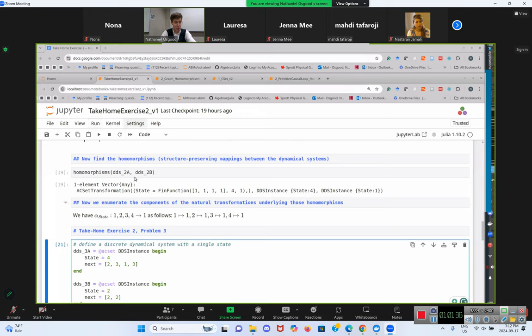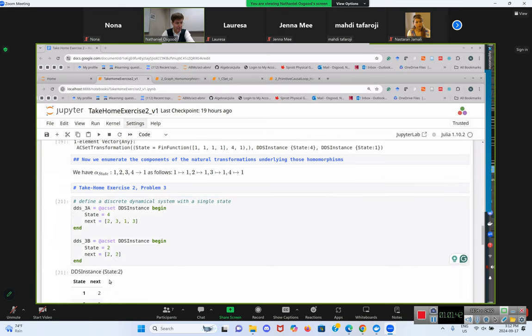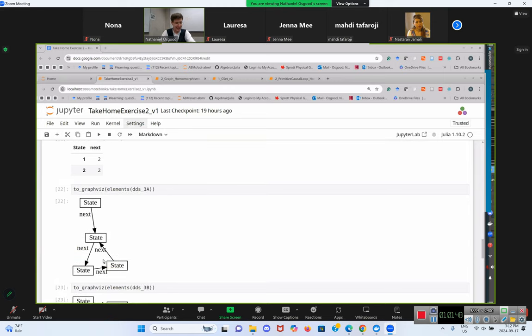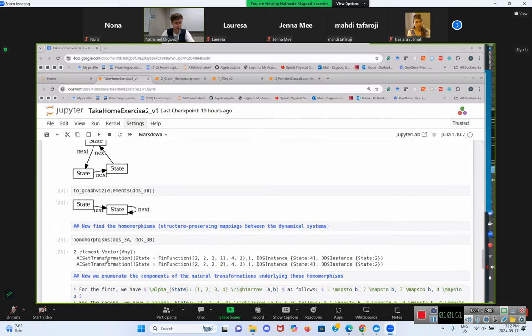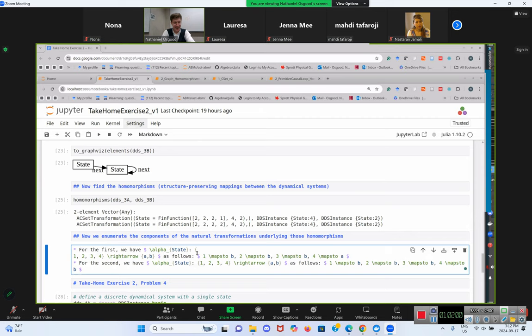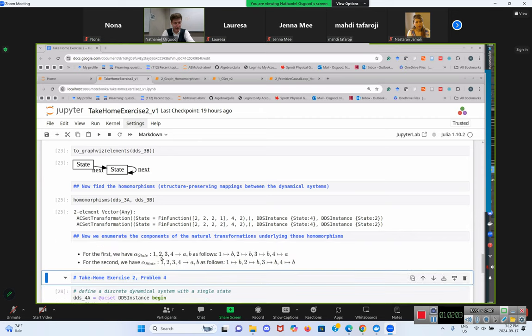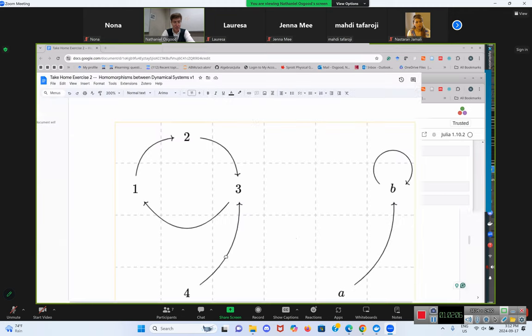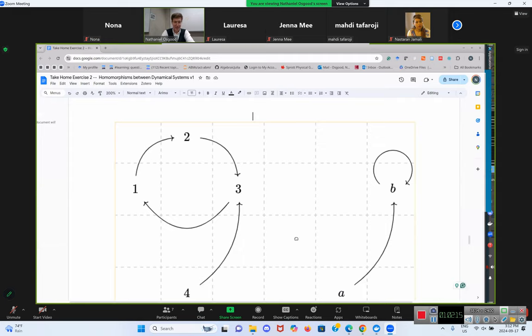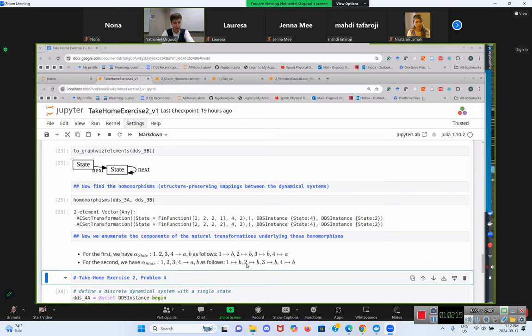We have two. So here are two of them. Here's the kind of nine-ish thing and the kind of comma-ish thing. And you can kind of see this nice depiction of them, which we'll talk about later. And here are the two homomorphisms. Okay, here we go. The first sends 1 to B, 2 to B, 3 to B, and 4 to A. Just like Larissa said, the other one sends them all to B.